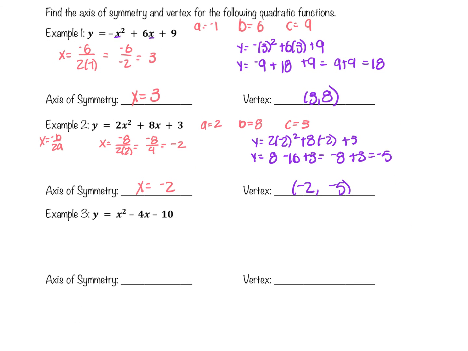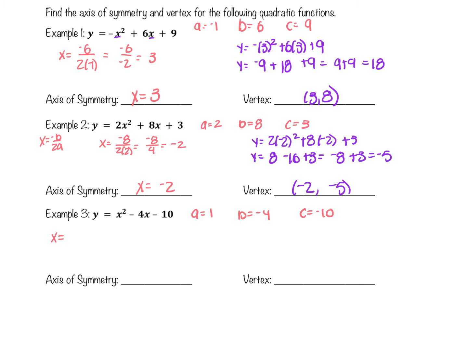Okay, why don't you go ahead, try example 3, see if you can figure it out on your own, and then pause the video, come back, and we'll go over the problem. Okay, so hopefully you were able to figure this out. So here on this one, a is 1, b is negative 4, and c is negative 10.